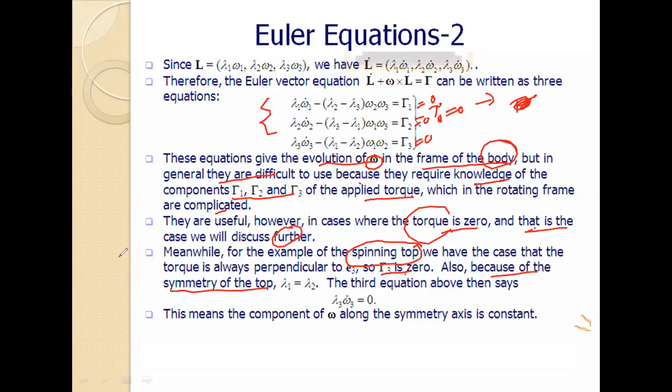Symmetric top means the top is very symmetric. So lambda 1 is equal to lambda 2. We take it as lambda 1 equal to lambda 2.